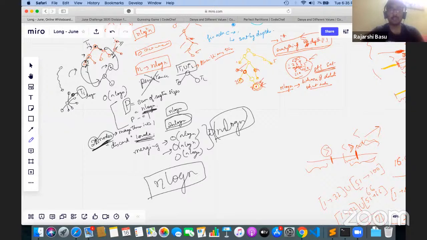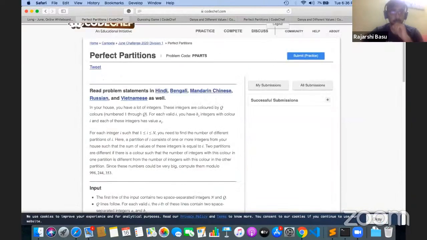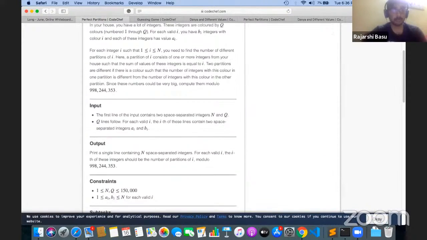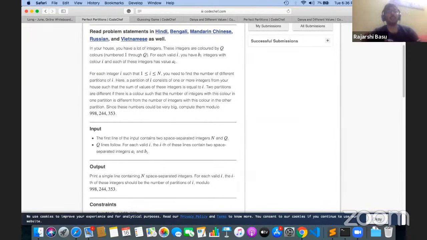Then we can move on to the last problem, which was PPARTS. So here you are given certain integers. You are given bi integers, each of value ai. You have to choose some integers, and each group of integers has some color. You have to choose the number of partitions of I, which means the sum of the integers that you choose has to sum up to I, and how many such partitions are there. Partitions are different if there are different colors involved in the partition.